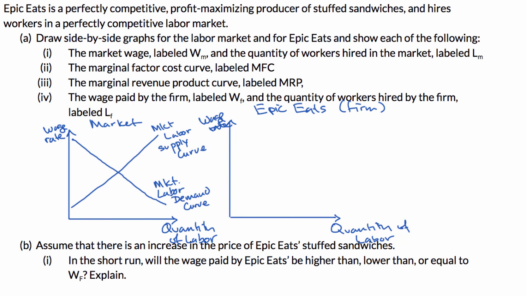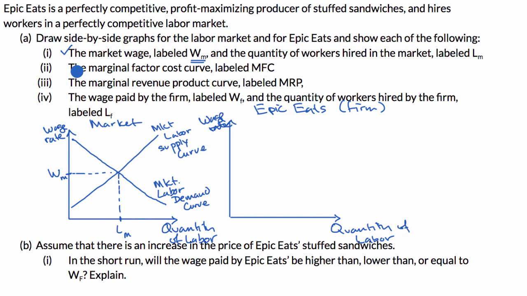curve. And then we have our equilibrium wage, which they want us to label W sub M. So that is going to be right over here, W sub lowercase m. And then the quantity of workers hired in the market is going to be capital L sub lowercase m. So we did this first part, the part that focuses on the market.